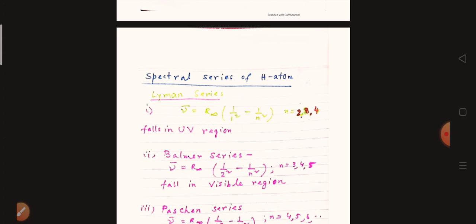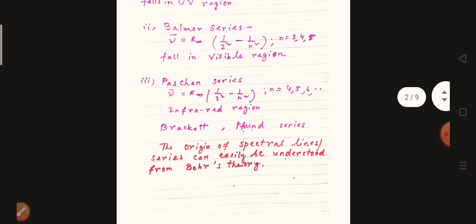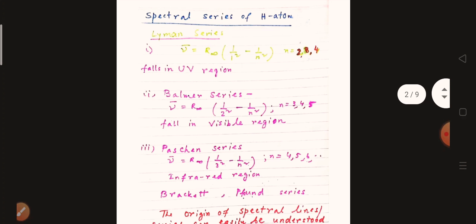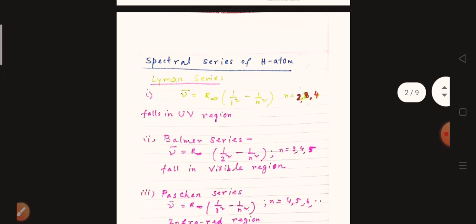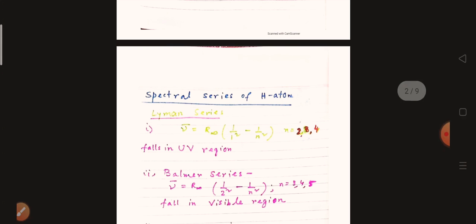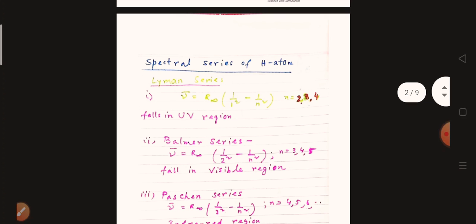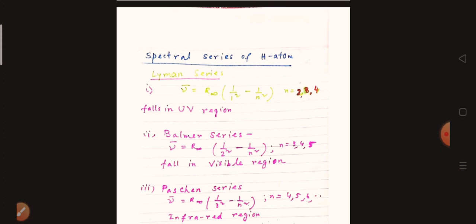So what does it mean? Suppose you are getting R infinite into 1 by nf square minus 1 by ni square, where nf is the final state and ni is the initial state, where the electron has jumped to the lower state. We all know that emission of radiation will occur when an electron jumps from a higher state to a lower state, and absorption of radiation occurs when an electron jumps from a lower state to a higher state.